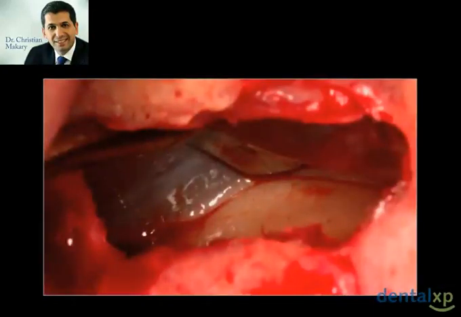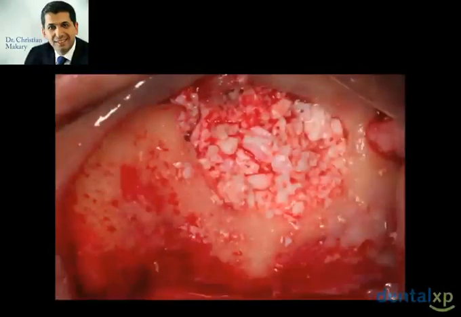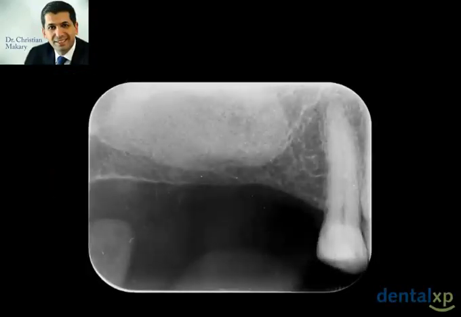And once we've done this successful lifting of the Schneiderian membrane, we can put our bone grafting material, and this will allow us to pack the sinus completely. And you can see on this radiograph the amount of bone that can be packed into a sinus. With a sinus with a residual bone of 2 to 3 millimeters, we can go with huge quantities of bone graft that will allow in the future to place proper implants.